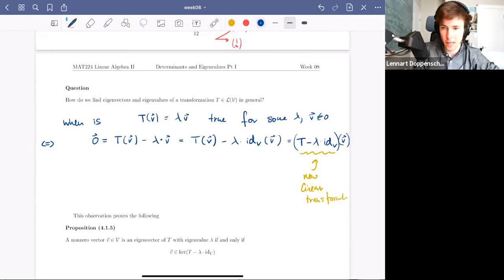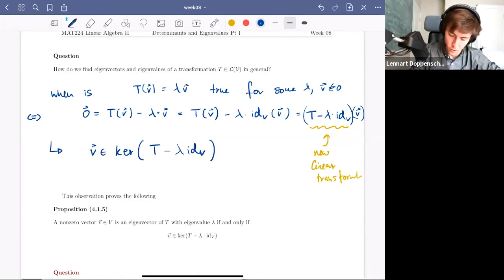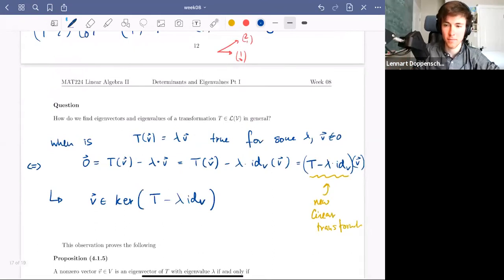So what does this now tell us? This new transformation that I just created depends on the original one that was fixed and the value lambda. But now this equation just tells us that v is in the kernel, because it's mapped to 0 by this new transformation, T minus lambda identity applied to v. So we can make a transformation out of T and this lambda so that all the eigenvectors with eigenvalue lambda will be in some kernel.